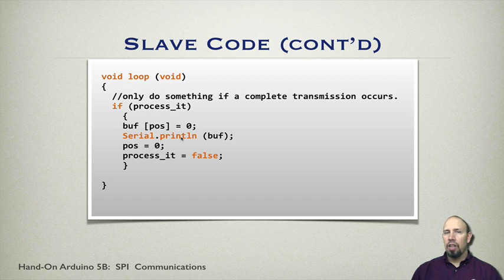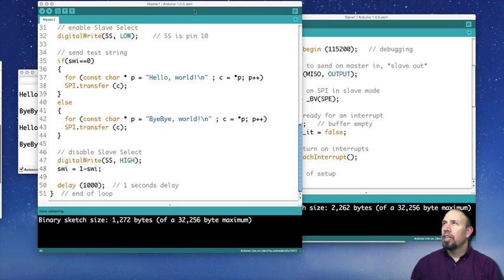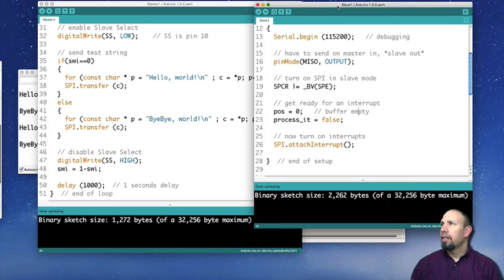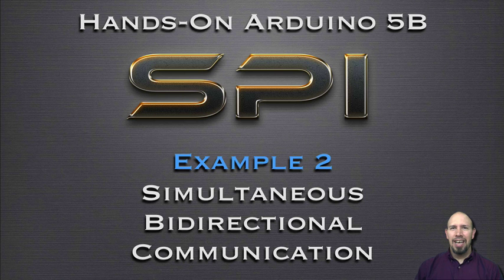This is the first example. Here we have the master program. Here's the slave program, and we have it running, and you can see that it is alternating between hello world and bye-bye world. So it is in fact working. Cool. Now we're going to move on to our second example.